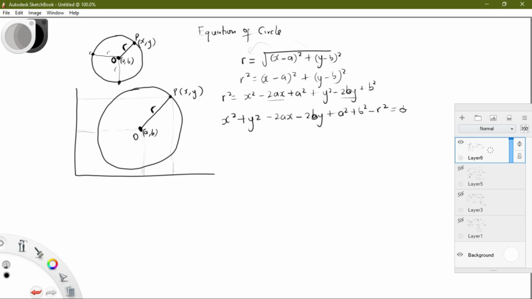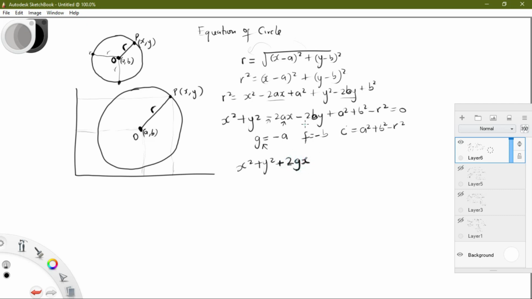But then let's just try and make this thing as simple as we can make it. So in order to simplify it better, we can say let g be minus a, let f be minus b, and let c be a squared plus b squared minus r squared. So having said all this, let's just apply them. So we can say the general formula for a circle equals x squared plus y squared, and since minus is out, it will be plus 2g, then x. So it means this minus a has been replaced by g, isn't it? So it becomes plus 2gx.